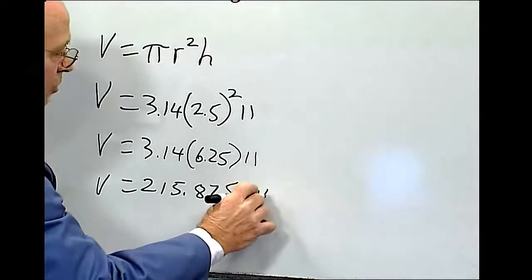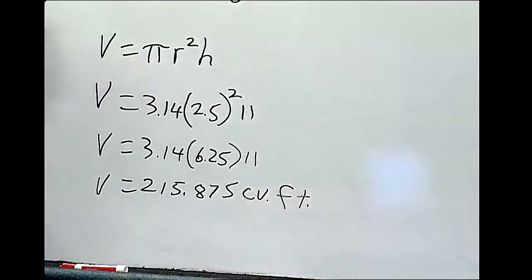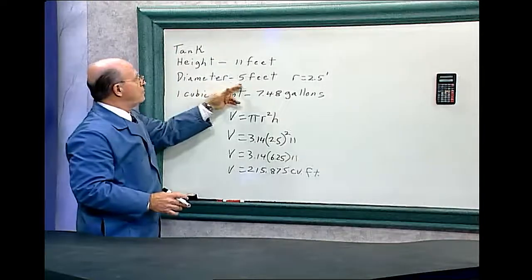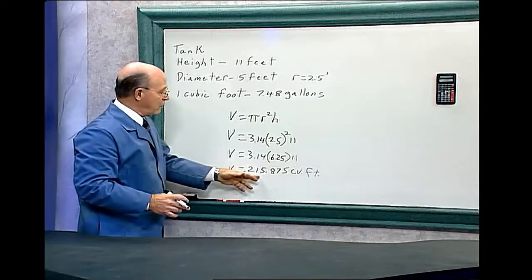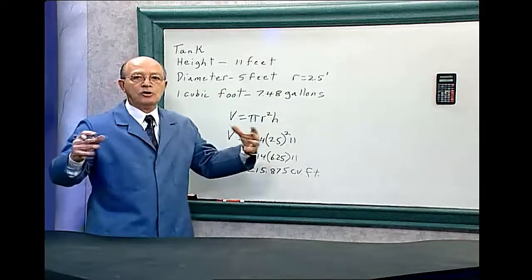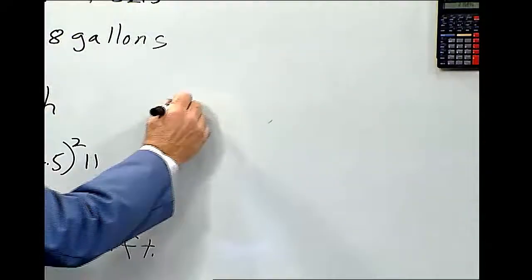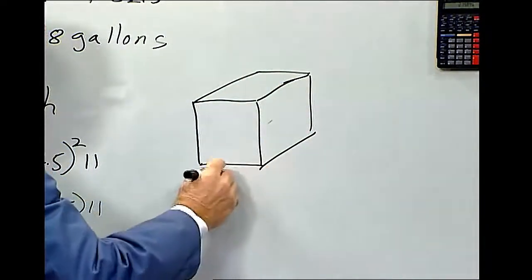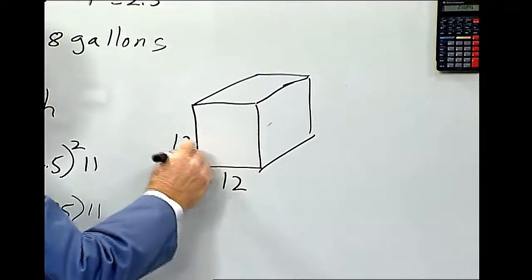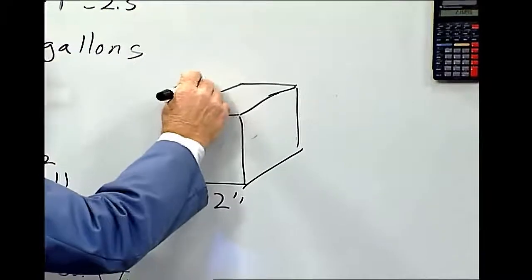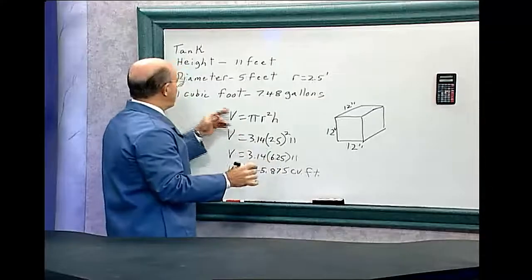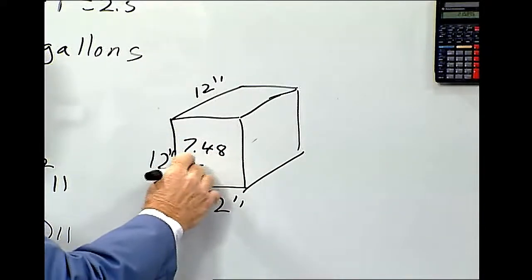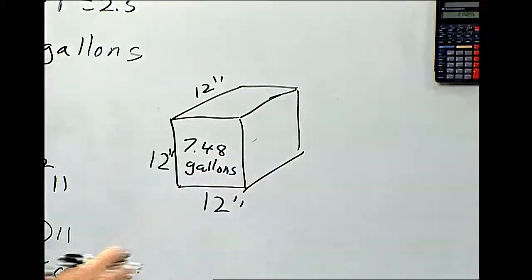Volume equals 215.875 cubic feet. So that tank, 11 feet high, 5 feet in diameter, contains 215.875 cubic feet of water. So 1 cubic foot of water, remember, is 12 inches by 12 inches by 12 inches, and that container holds 7.48 gallons. That's 1 cubic foot of water.